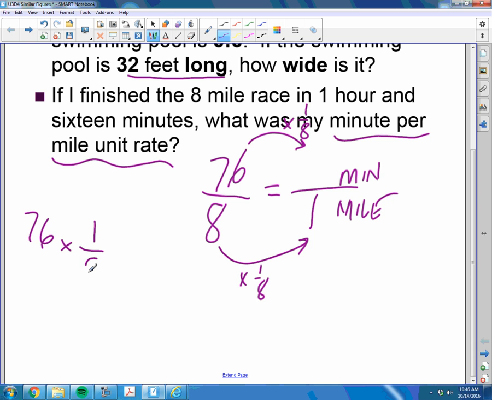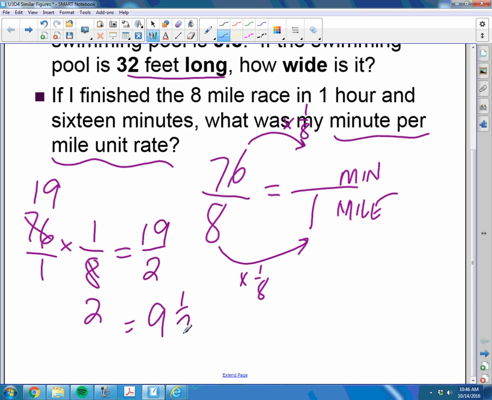76 times 1/8, right? Put it over 1, we begin to cross simplify. They're both even right off the bat. Is this divisible by 4, by the way? It is. It is divisible by 4 because it's 4 away from 80, which is divisible by 4. So this is 19, which makes this 2, which means 19 over 2, which simplifies to 9 and 1/2. Is 9.5 right? Well, is 9.5 the same as 9 and 1/2? Yeah.